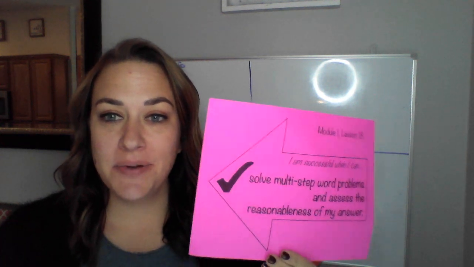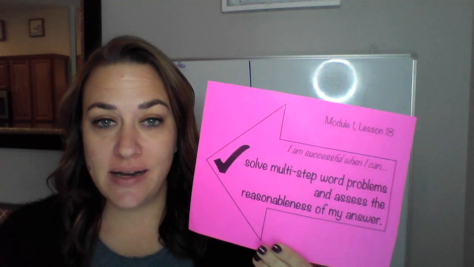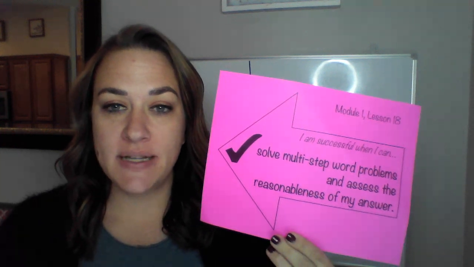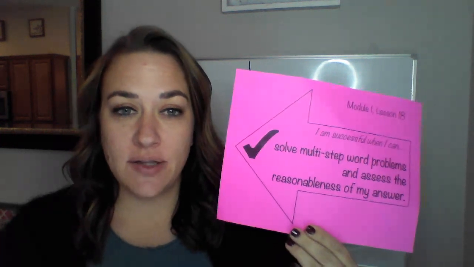Hey, Uphill Nighthawks, here we are with Module 1, Lesson 18. I am successful when I can solve multi-step word problems and assess the reasonableness of my answer.